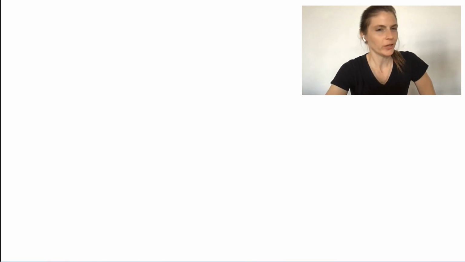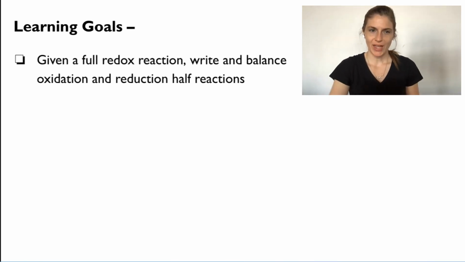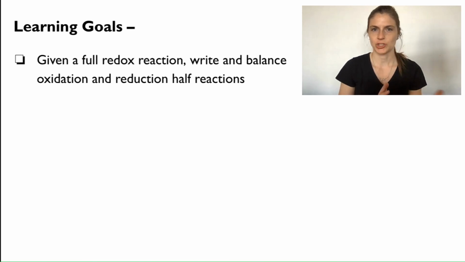Hello, chemists. My name is Kim, and today we have one learning goal and one learning goal only. We are going to be looking at full written chemical redox reaction equations, and we are going to be practicing breaking them into their component parts: the half reaction that describes oxidation and the half reaction that describes reduction. We're also going to work to make sure those half reactions are fully balanced so that we are conserving electrons on both sides of the equation.